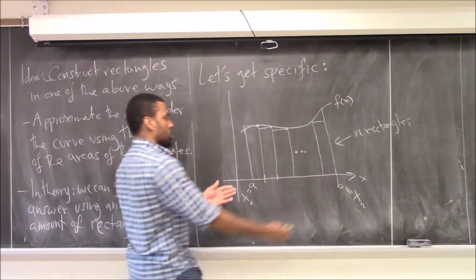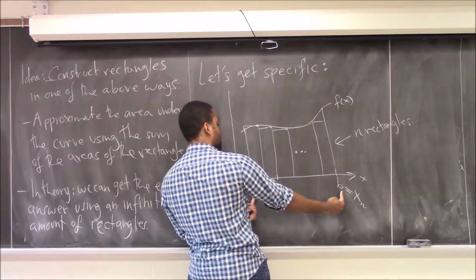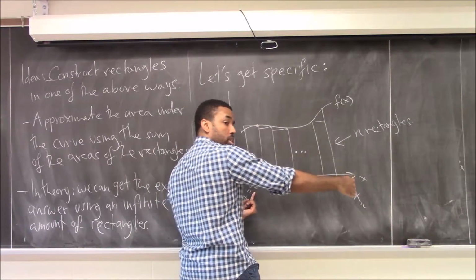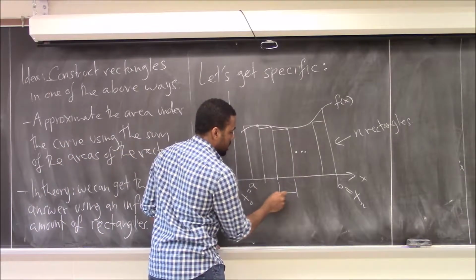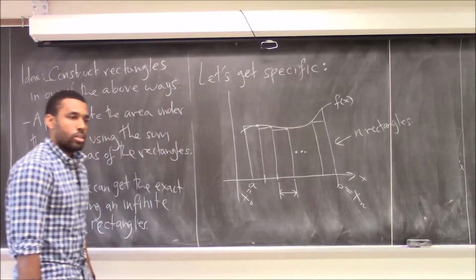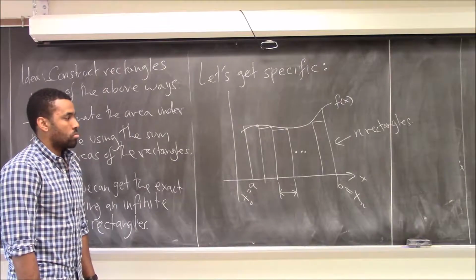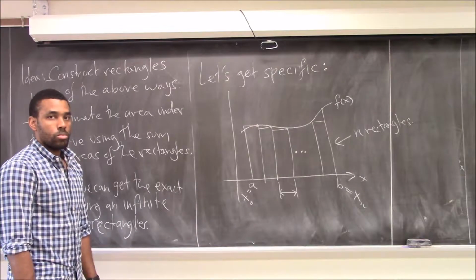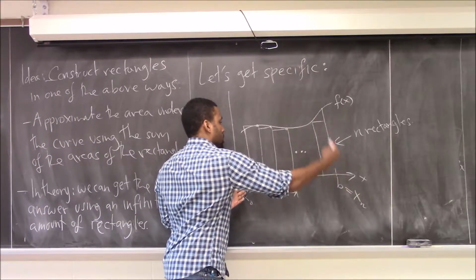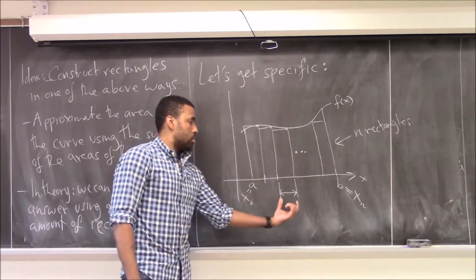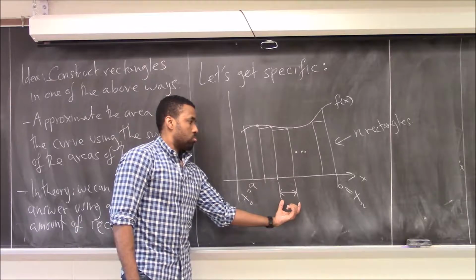Now in this process, I'm going to take this interval and cut it into equal spaces. So I'm going to take the interval AB and cut it into n equal pieces. So the length of any one piece would be what? Take the interval AB, cut it up into n pieces, equally spaced, what would be the length of this?